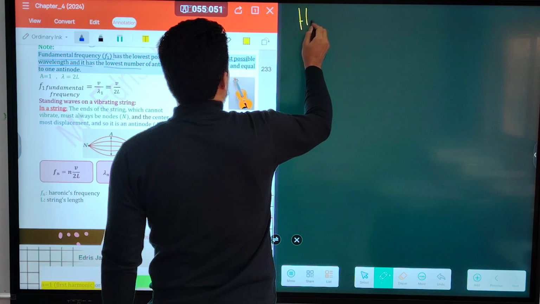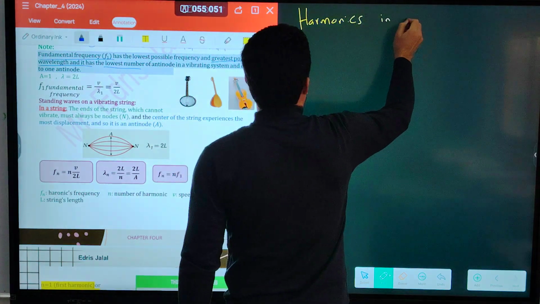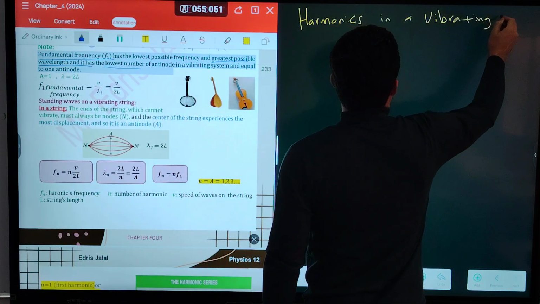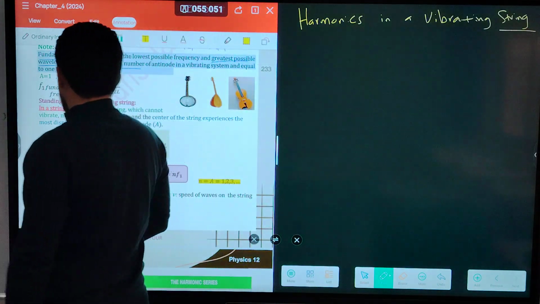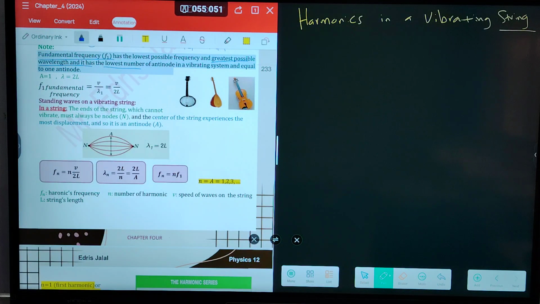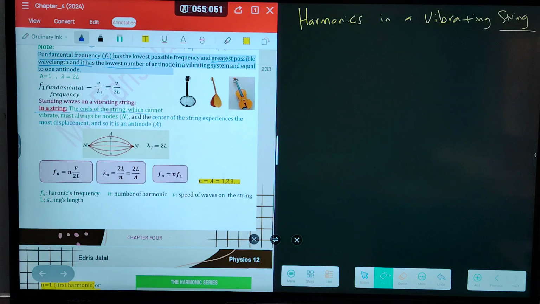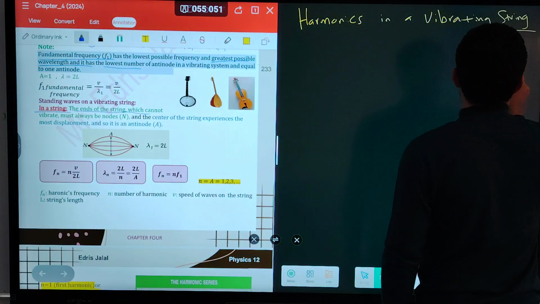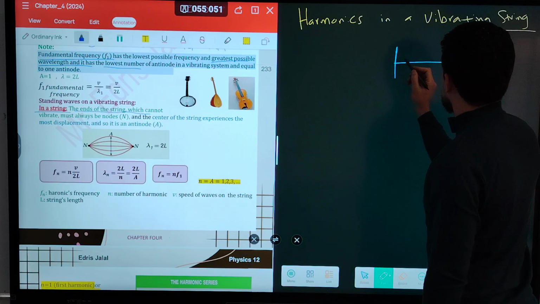Harmonics in a vibrating string or rope. In a standing wave on a vibrating string, or harmonic is in a vibrating string. In a string, the ends of the string which cannot vibrate must always be nodes. The two ends must be what? Node. Okay, now I'm going to tell you what is node and what is the antinode.